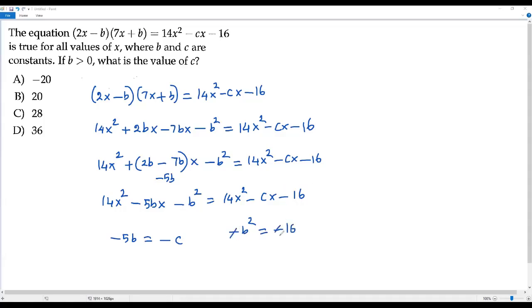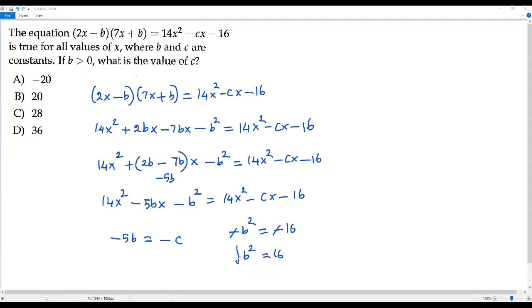Here the negatives can be cancelled, and we get b² = 16. Only if I get the value of b can I plug it in to get the value of c. According to the question, we have to find the value of c, so our first work is to get the value of b. Let's solve for b in this equation.